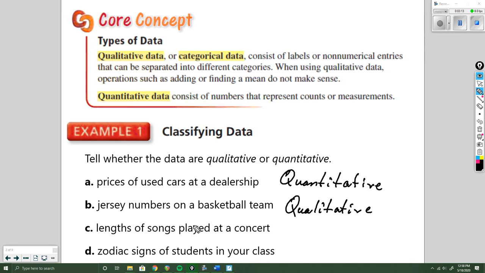Length of songs played at a concert. If some song lasted 15 minutes, that would be a measurement of time, so that's quantitative. Then zodiac signs of students in your class. Surely we could get a number out of that, but the zodiac sign itself is just qualitative.